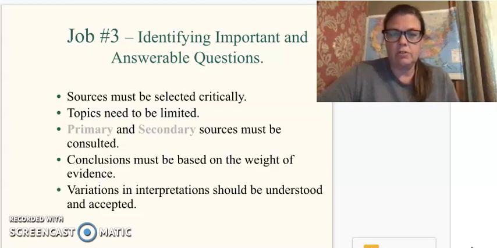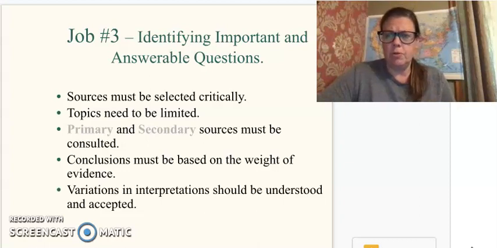Primary and secondary sources need to be consulted. So when you're writing and crafting an essay, you need to have the sources that you're using, both primary and secondary, and I want to see those listed. When you write your essay, I want a bibliography, and I'll go over what I'm expecting for that, and I have a handout for you.